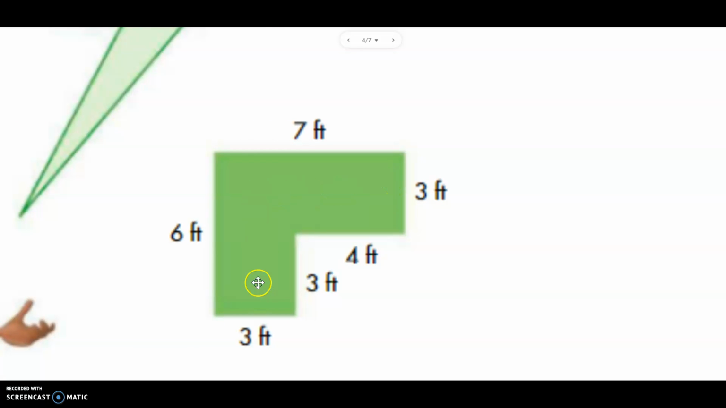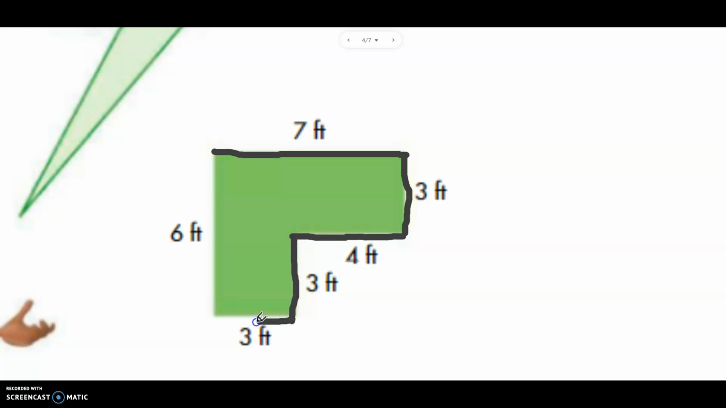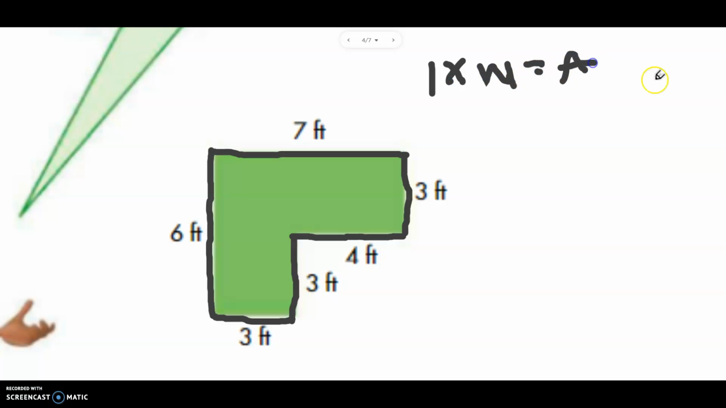And it looks like we have an L-shaped desk, and it gives us the length of each side. So this side right here is 7 feet. This is 3. This is 4, 3, 3, 6. Now our equation, length times width equals area, only works for rectangles or squares. So I need to change this shape so I have rectangles and squares.